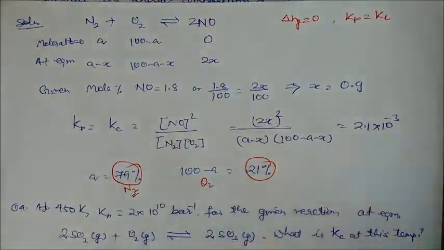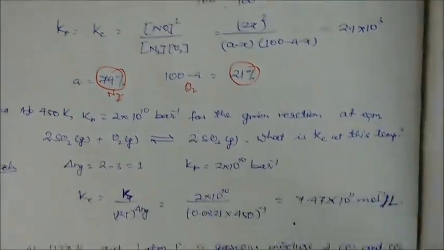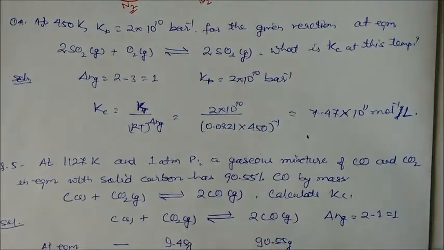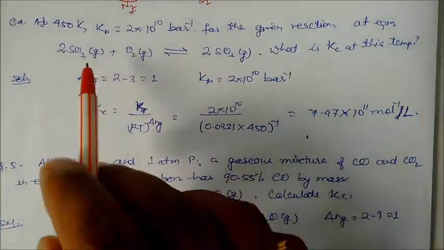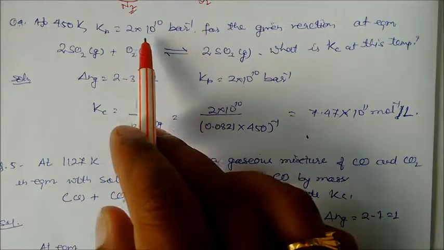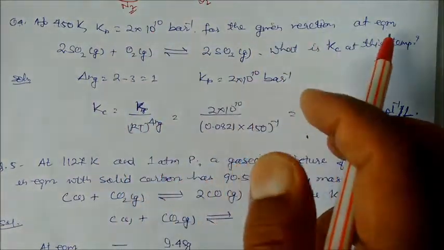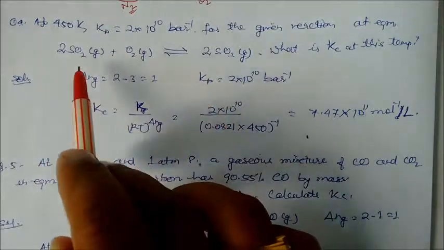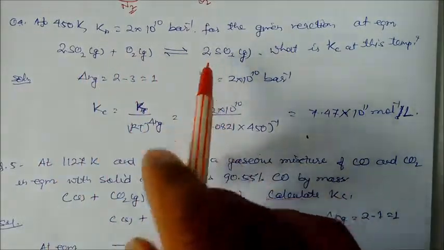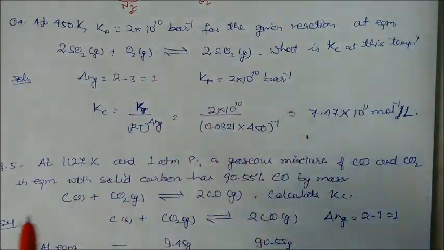So from the question it is very clear. Now in the next question, at 450 Kelvin, Kp is equal to 2 into 10 power 10 per bar for the given reaction at equilibrium. This is the given reaction, SO2 plus oxygen combine to form sulfur trioxide. We have to find Kc.